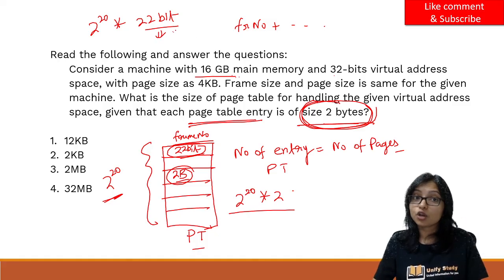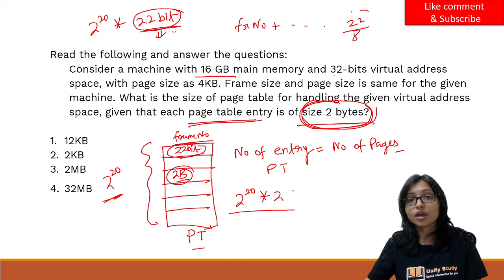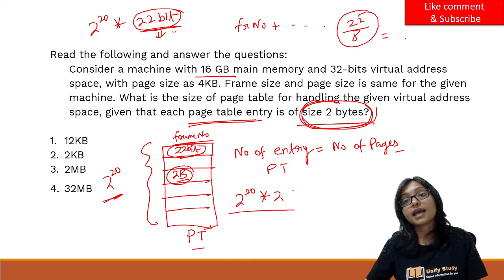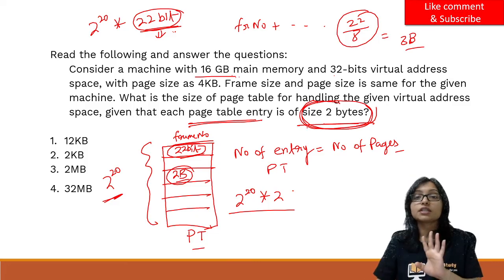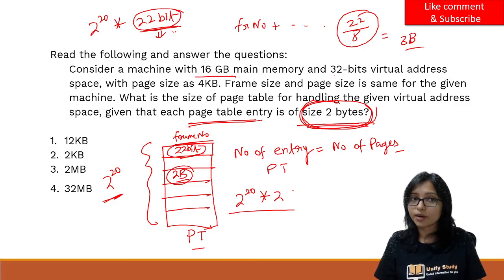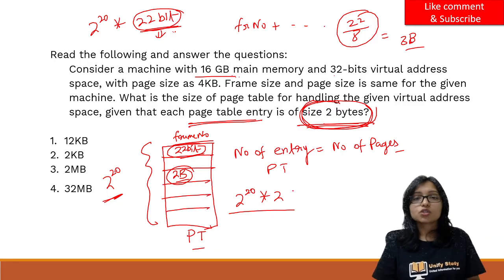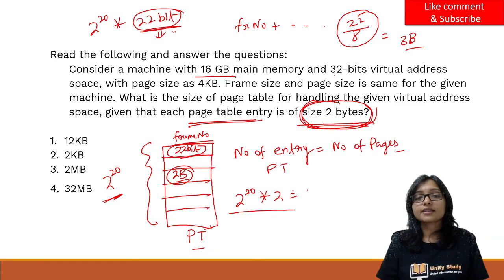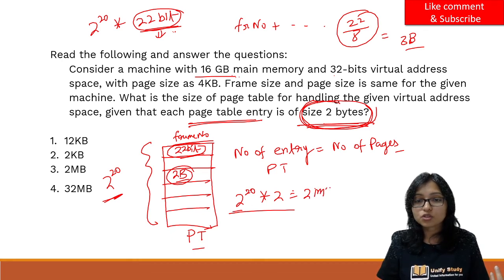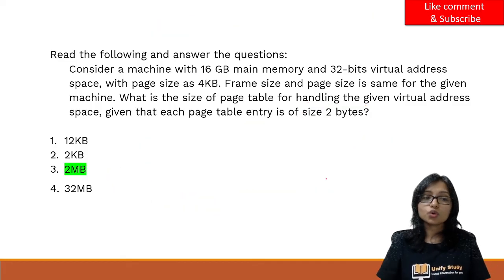If it is in bits, always remember I have to convert it into bytes, meaning I have to divide by 8, so it will be near about 3 bytes. But in the question it is given as 2 bytes, so we will work with 2 bytes, otherwise the answer will be different. So here I will multiply with 2 bytes. Then 2 to the power 20 means MB. So my answer will be 2 MB.